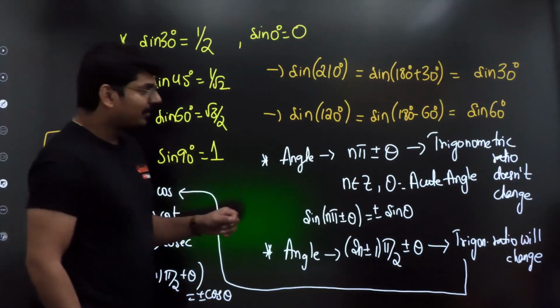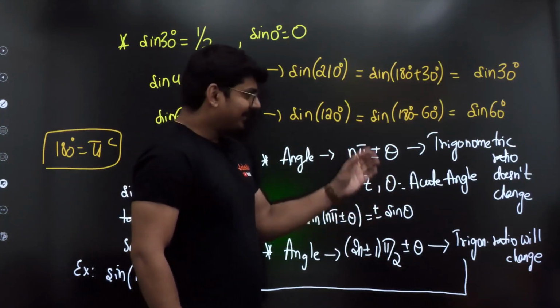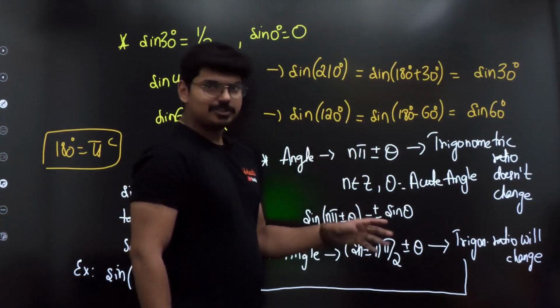So remember that if your angle is going to be in the n pi form, the trigonometric ratio is not going to change no matter what.